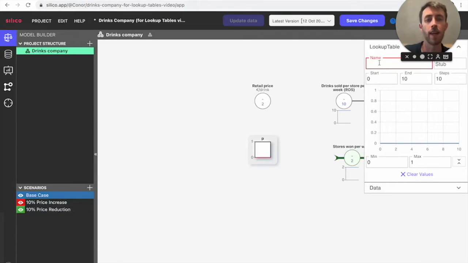So for the name, we're going to set this as price versus rate of sale, because for a given price it's going to give us a rate of sale. We won't need to put anything in the stub here. And then we can look at the other parts of the lookup table functions.